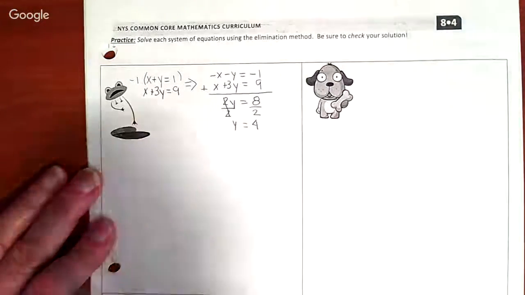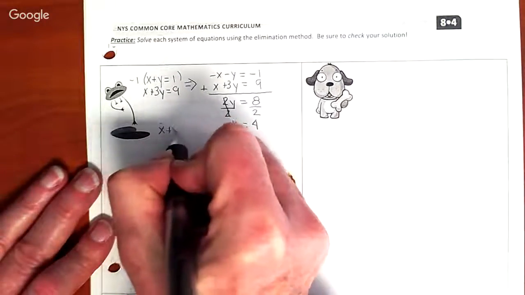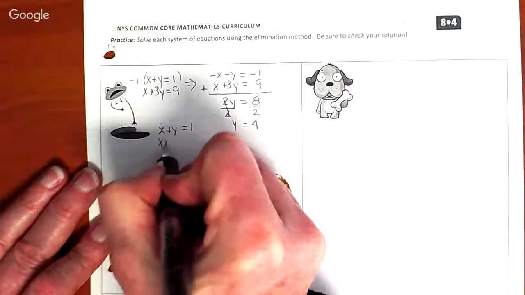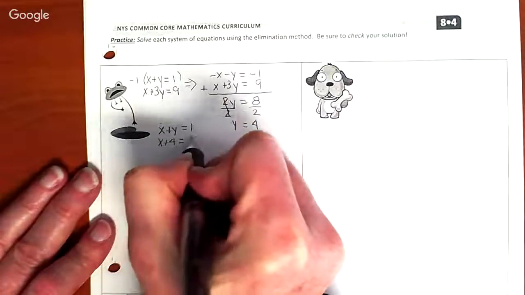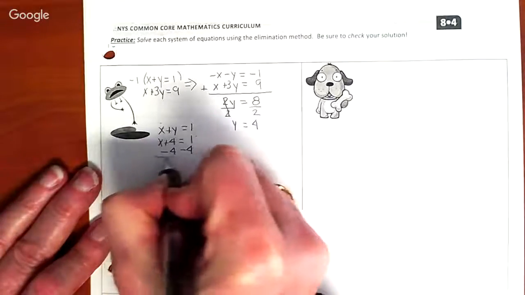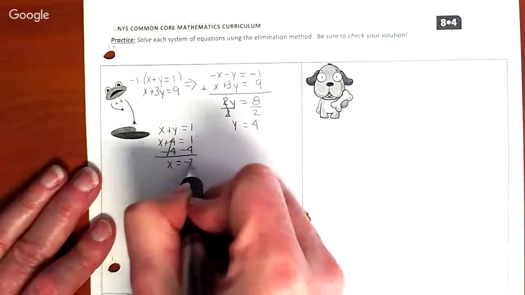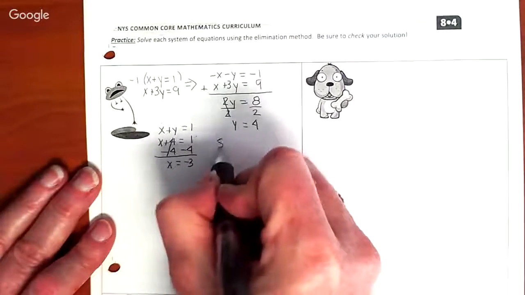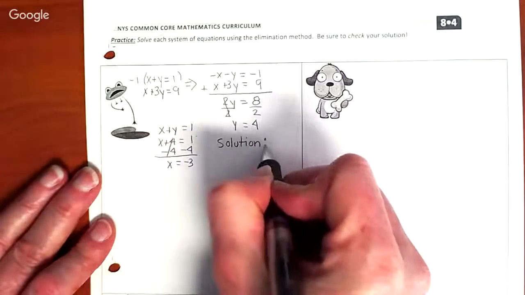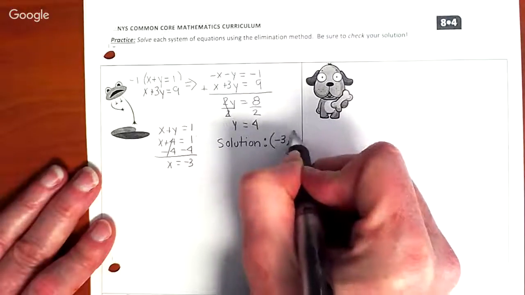Next, we would put in for y, so in x plus y equals 1, y equals 4, so x plus 4 equals 1. Subtract 4 from both sides. x equals negative 3. So my solution is negative 3, comma 4.